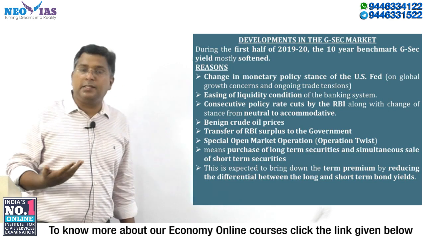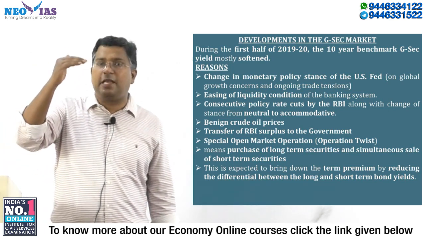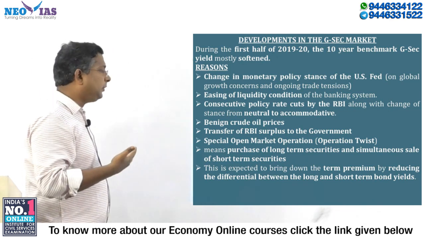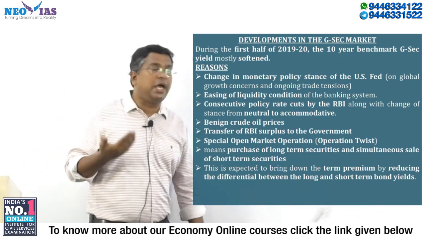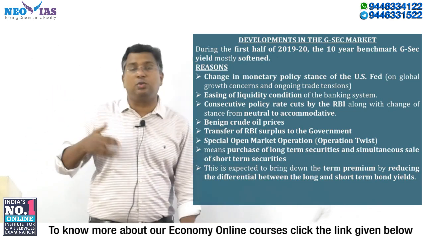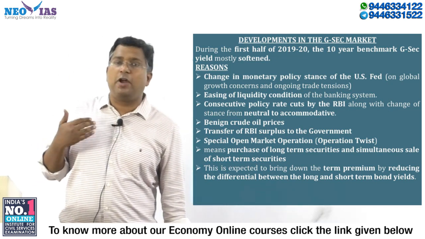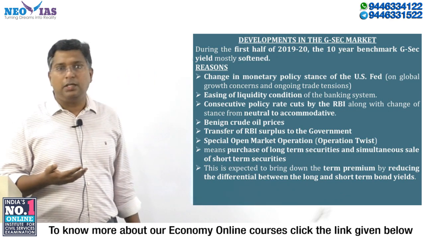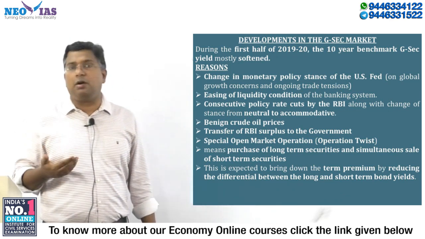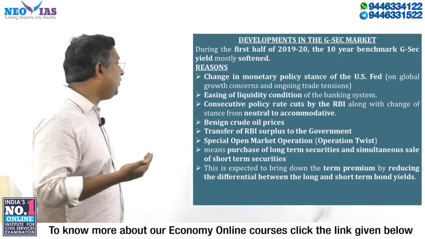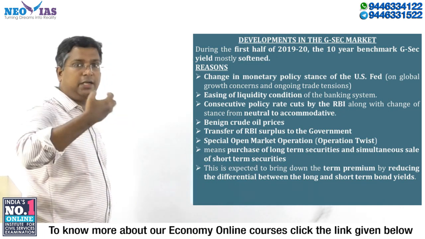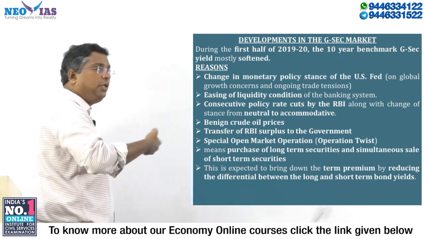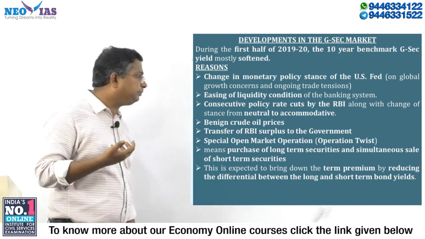Then another reason is that the crude oil prices have started slowing down in 2019. Then there has been a huge transfer of RBI surplus to the government. Nearly 1.7 lakh crore has been transferred. It is a record transfer from RBI to the government. This huge transfer of RBI surplus resulted in sufficient money for the government. So it means the government will borrow less.